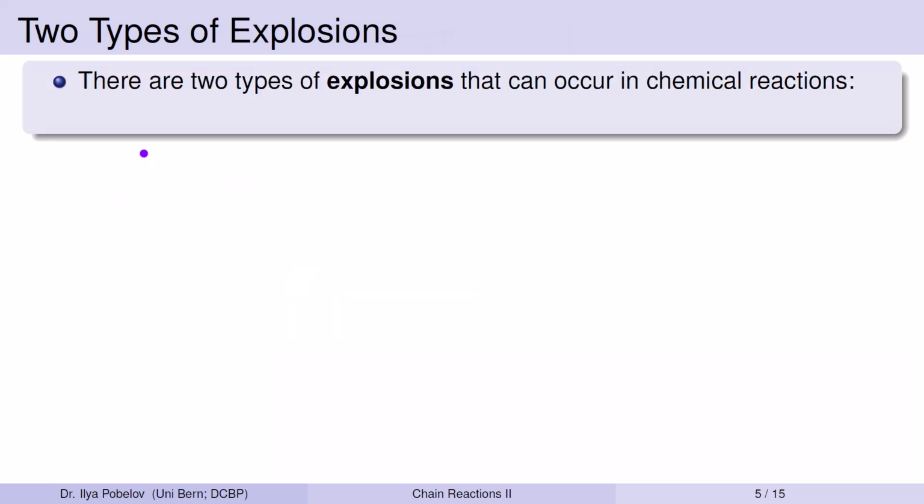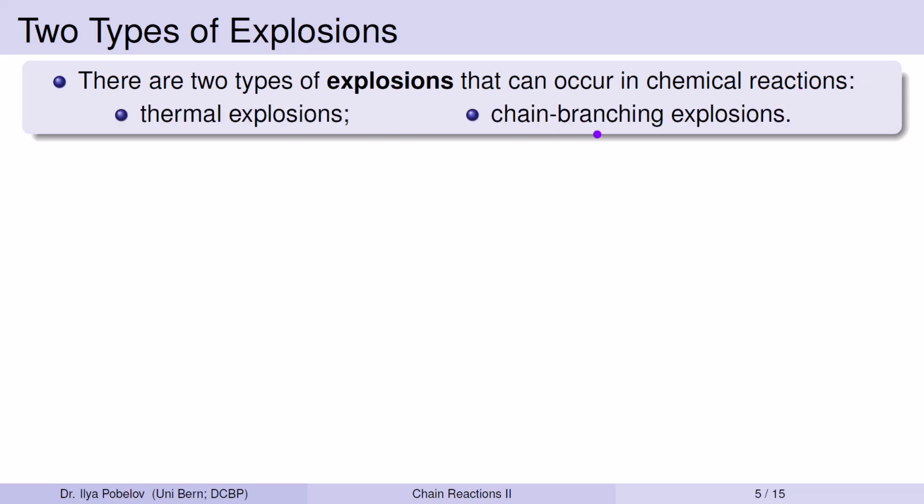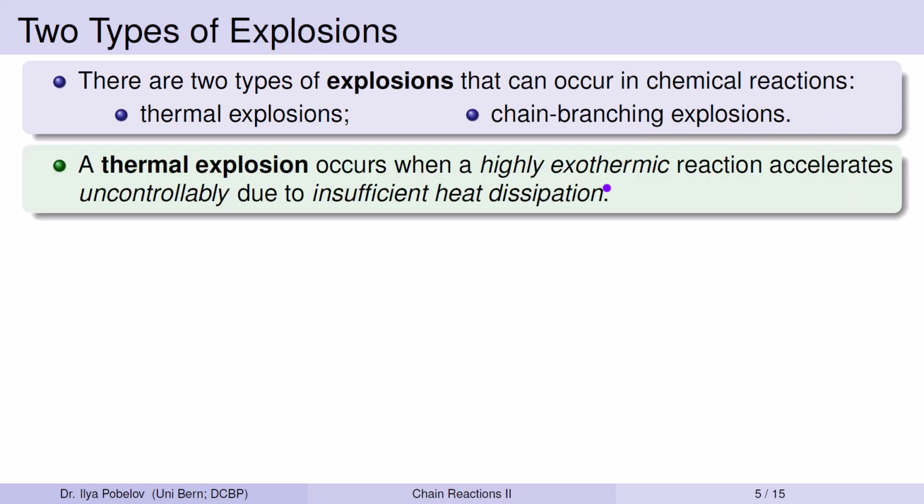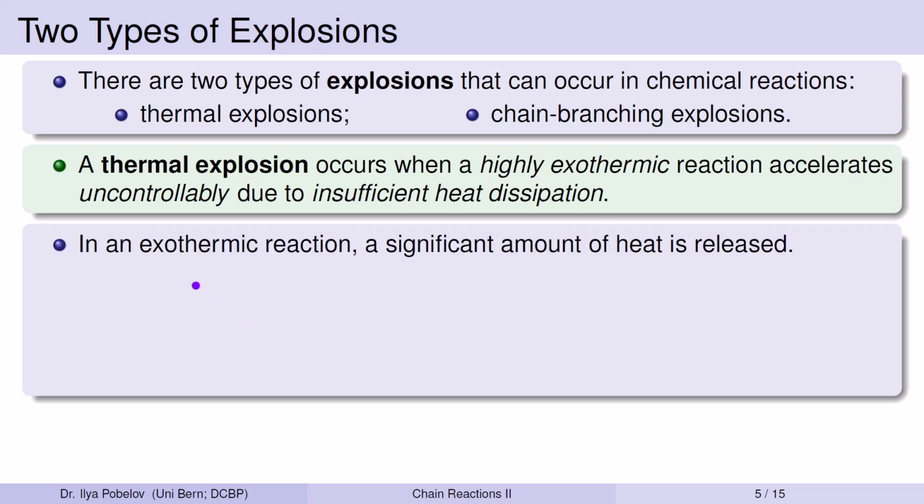Now I would like to talk about two types of explosions that can occur in chemical reactions: thermal explosions and chain branching explosions. A thermal explosion occurs when a highly exothermic reaction accelerates uncontrollably due to insufficient heat dissipation. In an exothermic reaction, a significant amount of heat is released.